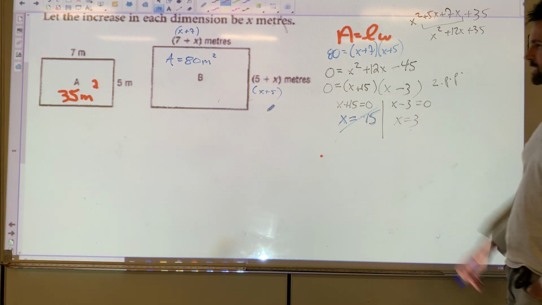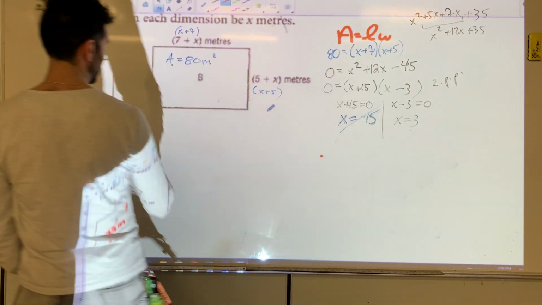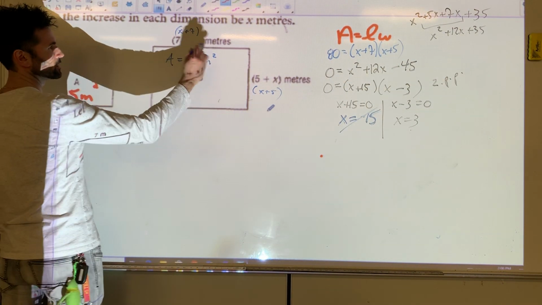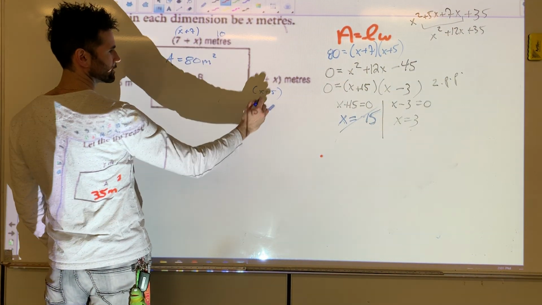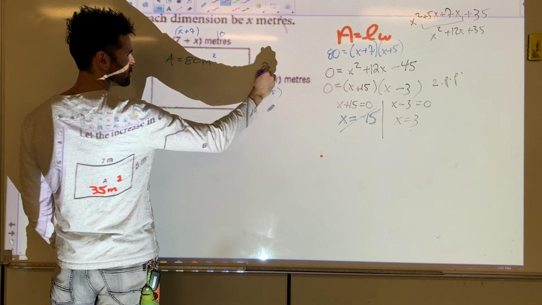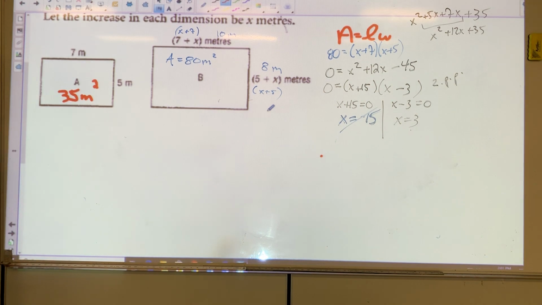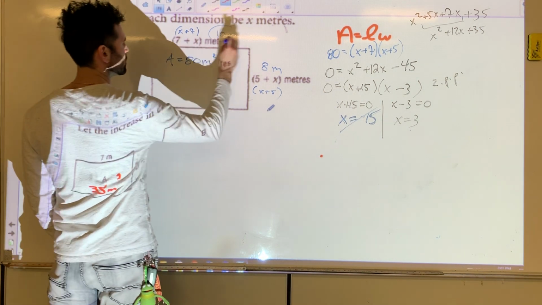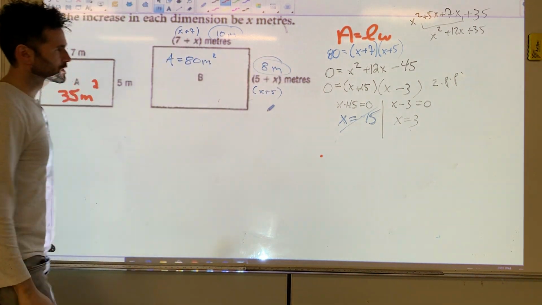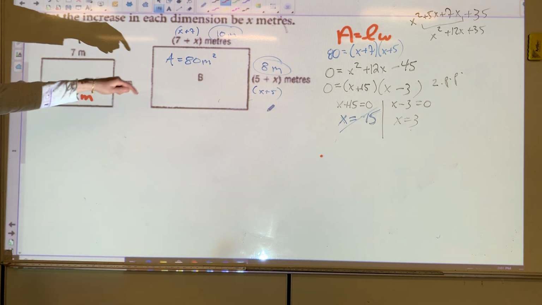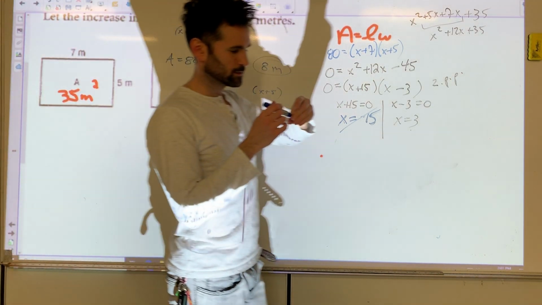We can check x equals 3. Does it make sense? If x were 3, what would the dimensions be? 10, and 3 plus 5, 8 meters. Does that have an area of 80? Yes, excellent. So we found our increase. We're going to increase both sides by 3 meters. The new dimensions will be 10 by 8, and you're done.